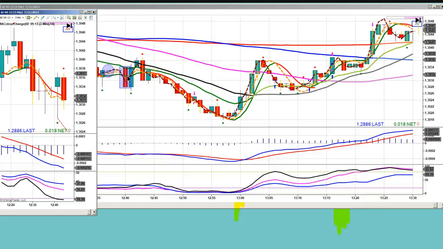After the HMA changes color, do you get in if it's a doji candle? No, you don't want to get in on a doji candle. Why would you not get in on a clear trade there? Because the HMA is green, correct. It's green. It's the wrong color.